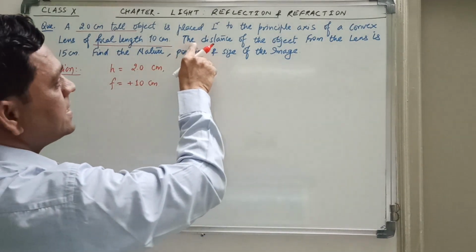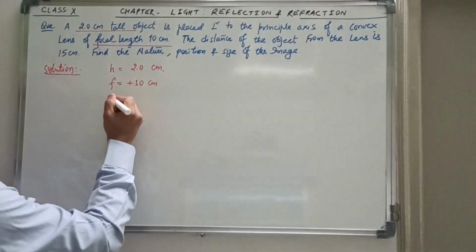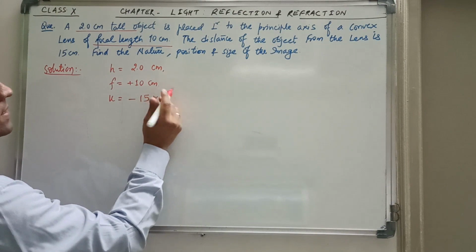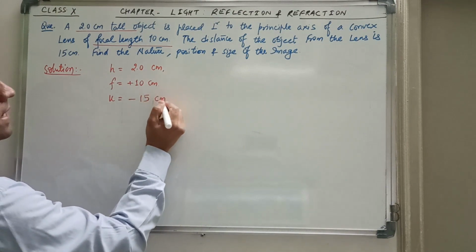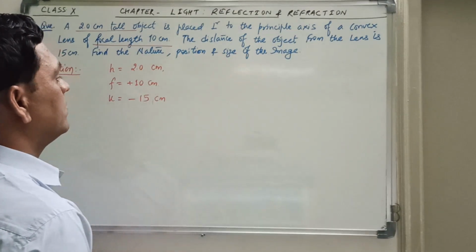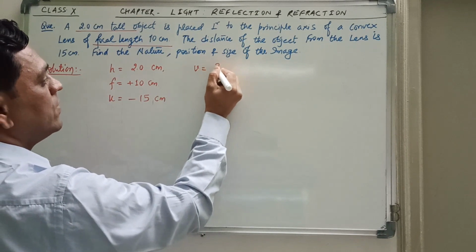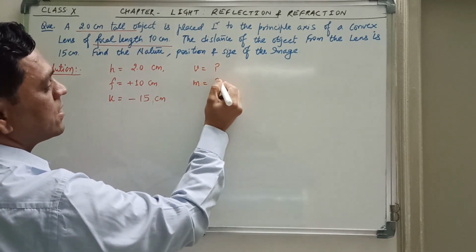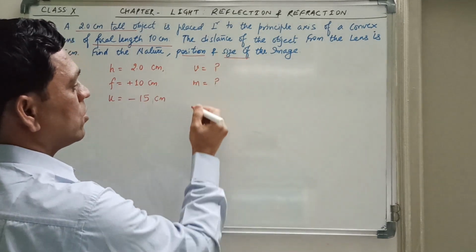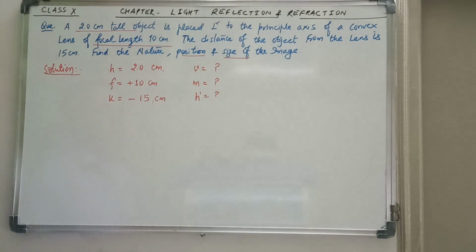Okay. The distance of the object from the lens is 15 centimeter. So it is u given to us, and we know we always take u as negative, whether it is mirror or the lens. So we write this as minus 15 centimeter. Then they are asking you the nature, position and size of the image here. Okay, so what is asked here is v, and also we need to find m in order to find the position and size of the image here. Also h dash has been asked to us. So this is what they are asking you in the question, correct?